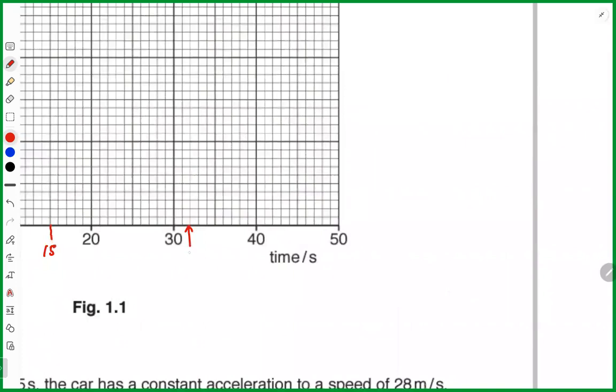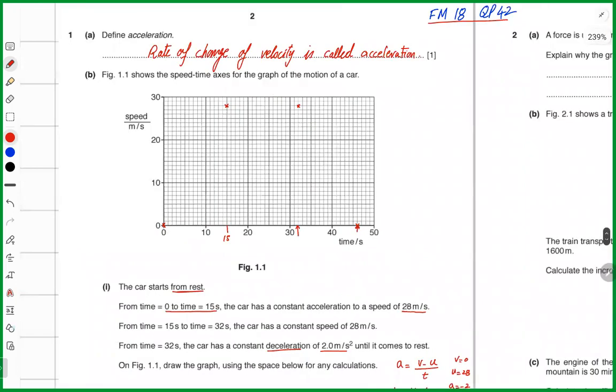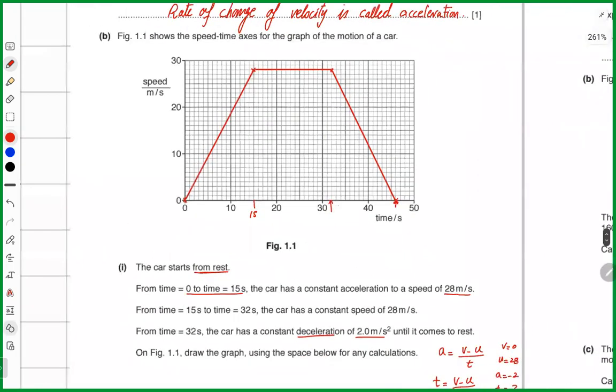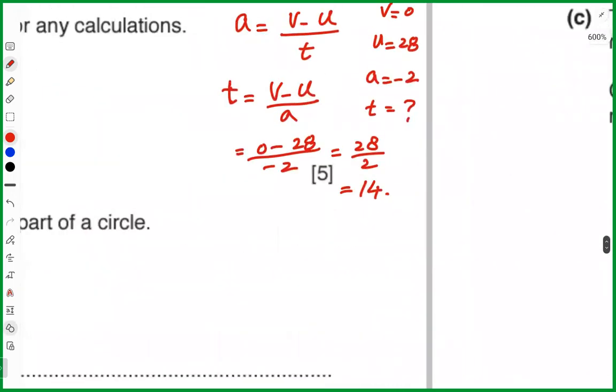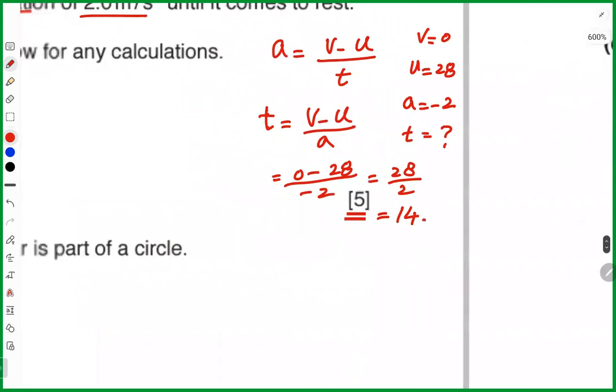What is 32 plus 14? 46. So this is 46. So this is where the car comes to rest. So all you have to do is now connect the dots. If you draw these 3 straight lines, see how many marks you get. It is important that you know how to draw or sketch the graph.